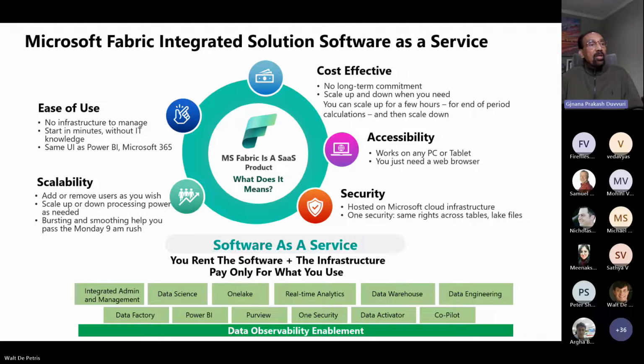And Fabric contains these various integrated tools built in: integrated admin and management, data science, OneLake, real-time analytics, data warehouse, data engineering, data factory, Power BI, Purview, One Security, Data Activator, and Copilot. So with all those ingredients, data observability is enabled through these services themselves, so that when an enterprise installs Microsoft Fabric, it has already achieved data observability enablement. That helps a lot for organizations. Next slide, please.